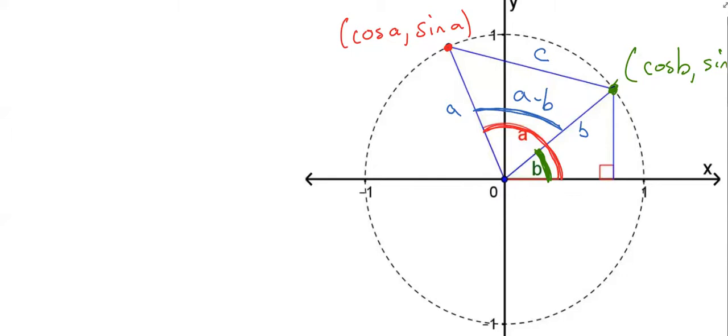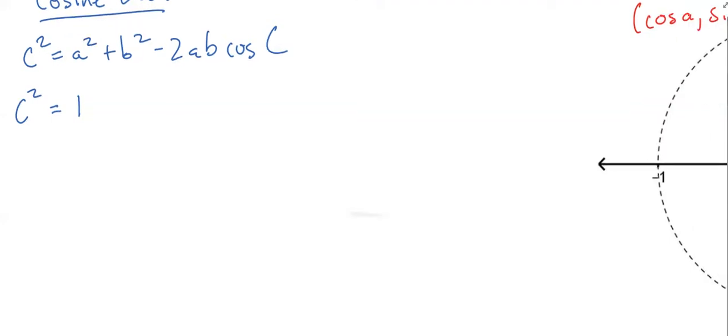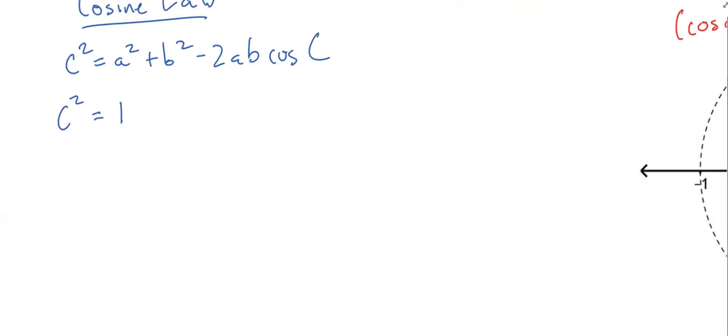We know what the length is. Anybody want to take a guess? Come on. One? Yes, it's one, right? It's a unit circle, so any radius, any length that goes from the center of the circle to the outside is one. So one squared, and then what's going to be the length of B? One, good. One squared minus two.